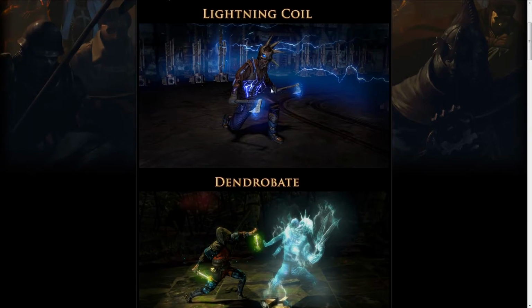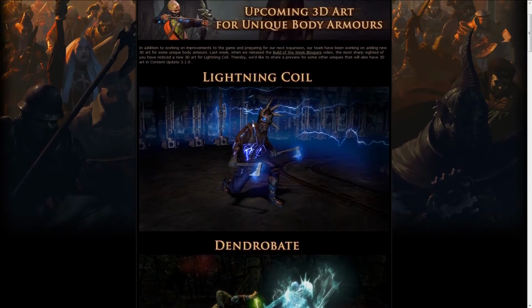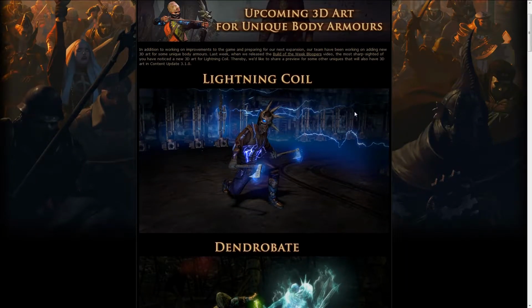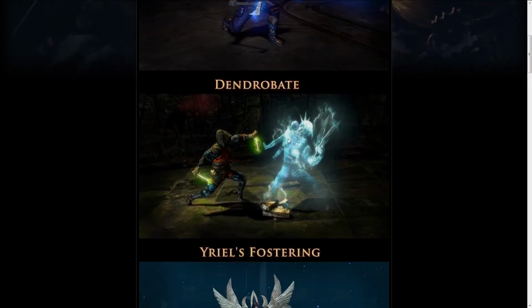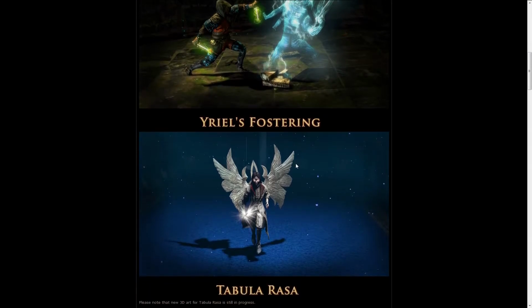So lightning coil over here, pretty good, although I don't personally like all of the effects they put around it just to make it match with some kind of microtransactions and things. I'd just like to see the armor itself. So dendrobate over here looking very, very nice. Hevel's Fostering, which is the white coat, you can even hardly see it between all of the microtransactions around.